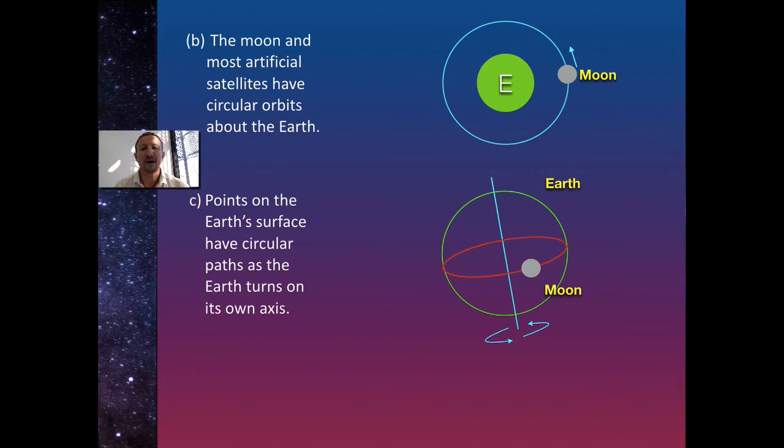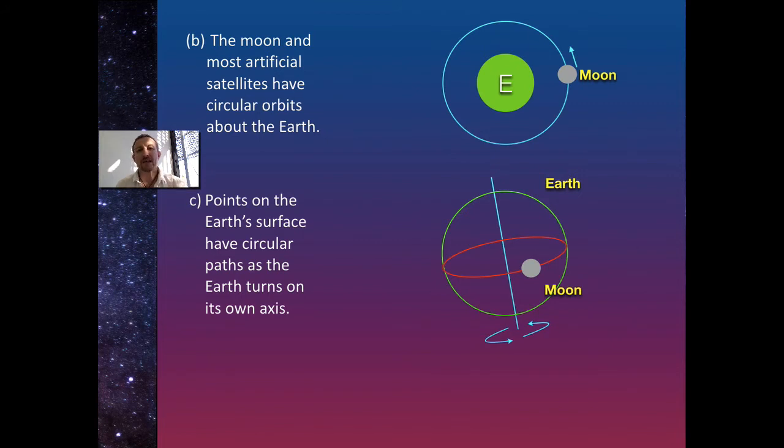Then we've also got the idea that points on the Earth's surface also will have a circular path. So if you take any point on the Earth, like Australia, and we follow its motion, it's going to be going in a circle. Well, that's really important if we want to put a geostationary satellite up in space. So a geostationary satellite basically is a satellite which is going to sit over the same place at the same time. So we've got this idea of circles.